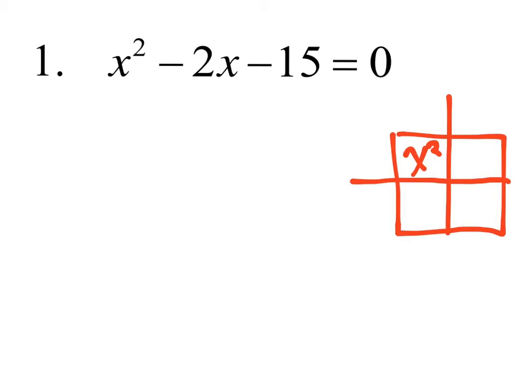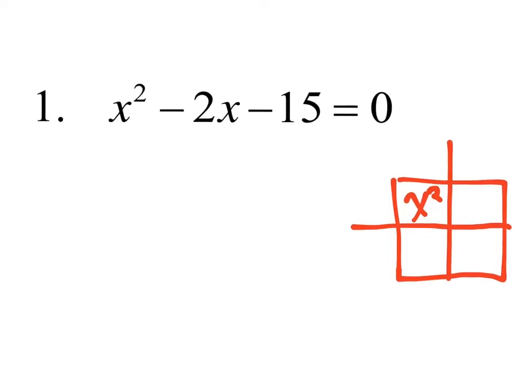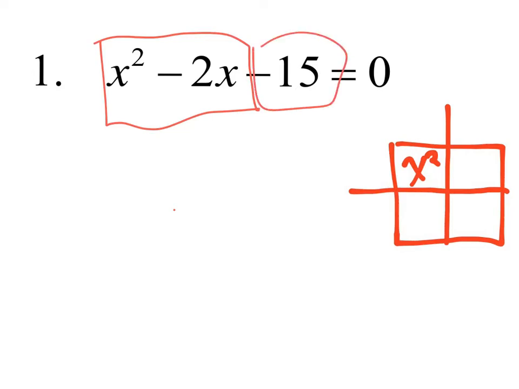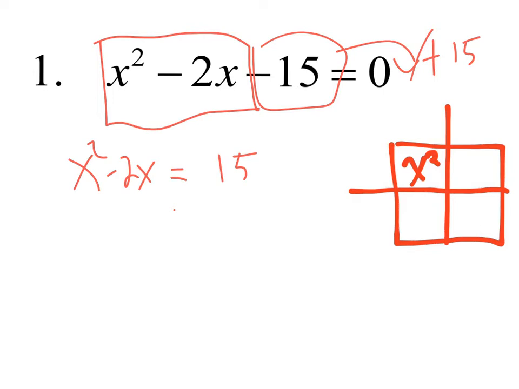Okay, so the first thing we need to know about completing the square is the idea that you're going to get the squared and the x terms on the left side and constants on the right side. So what we need to do here is add 15 to both sides initially, to get rid of that negative 15. So we're going to have x squared minus 2x equal to 15, because I added 15 to both sides.